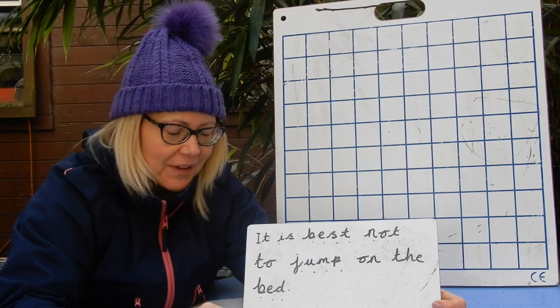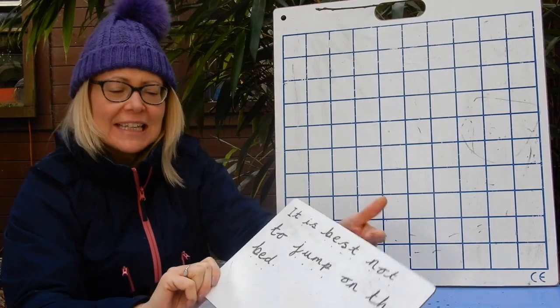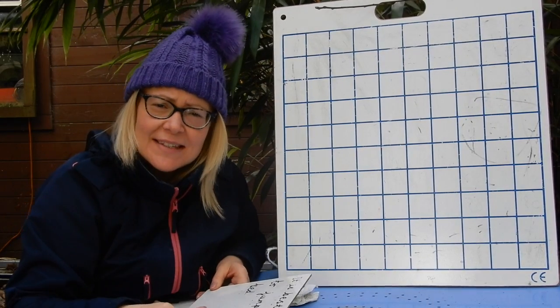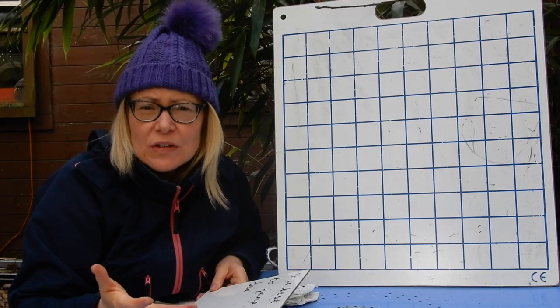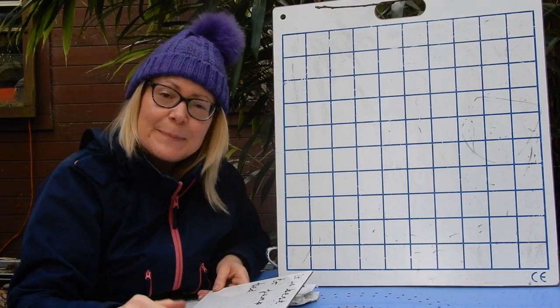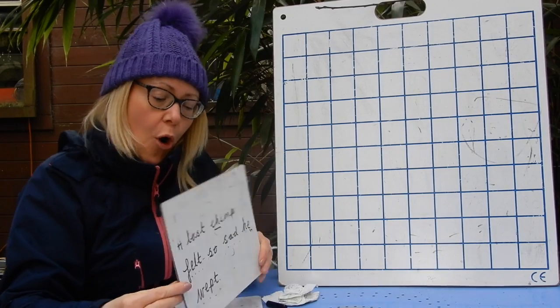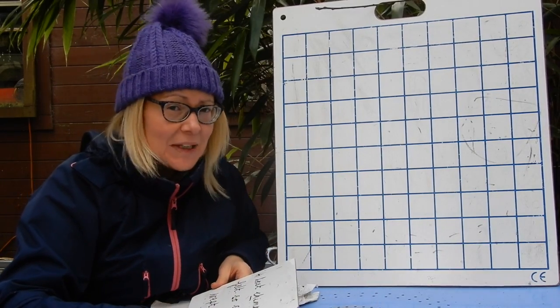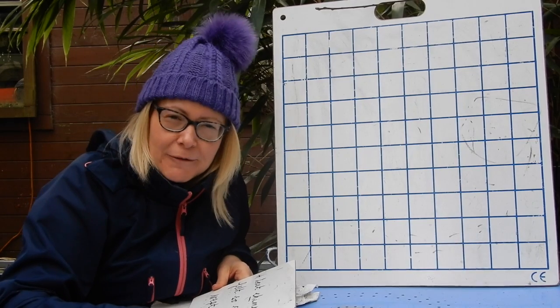Probably a good idea. Okay, so if you want to have a go at writing those, your adults can repeat the sentence back to you. And when this video ends, you can have a go at writing in your print books, on your whiteboards, or just any piece of paper. You can have a go at writing, it is best not to jump on the bed. Or you can have a go at writing, a lost chimp felt so sad he wept. Or you can do both, okay?